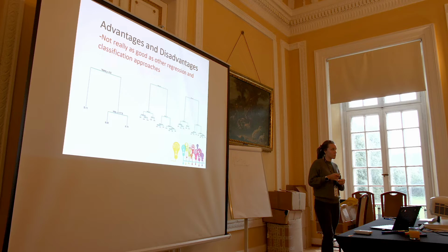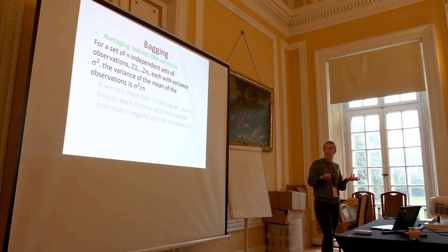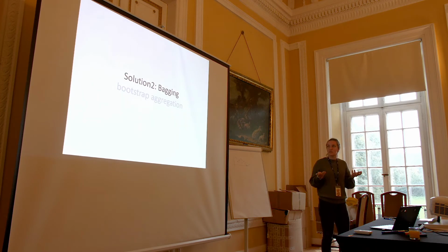We can pick many trees on sample data and average the response. Yes, this is exactly what is done, because averaging reduces the variance. So in theory, if we had multiple training sets, you would just pick new trees and average the response, and this will give you less variation in the response, which would be better. So that's actually what bagging is.